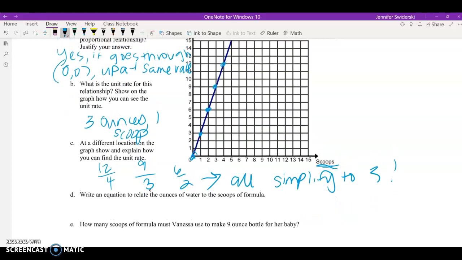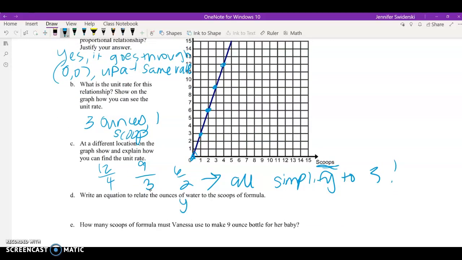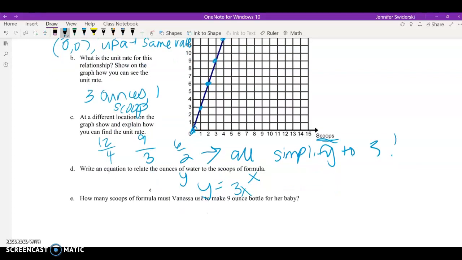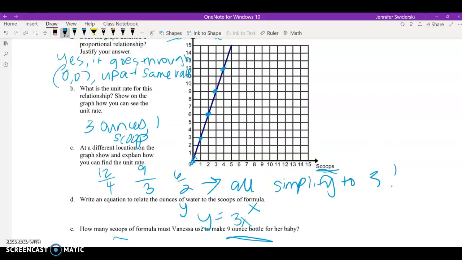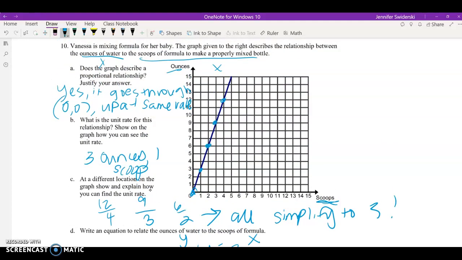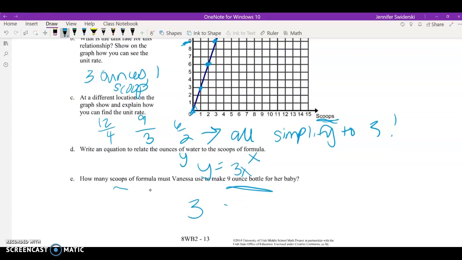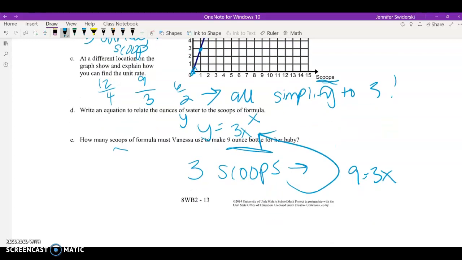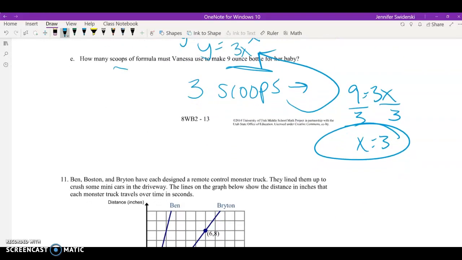Write an equation to relate the ounces of water, which was your y, to the scoop of formula. Well, I know that my ounces of water depends on 3 times x. How many scoops does she need to make 9 ounces for her baby? Well, if I come up here to the graph, I want 9 ounces. I know I'll need 3 scoops. I can also plug that into my equation that I wrote here. 9 equals 3x. If I divide both sides by 3, I get x equals 3. All right.